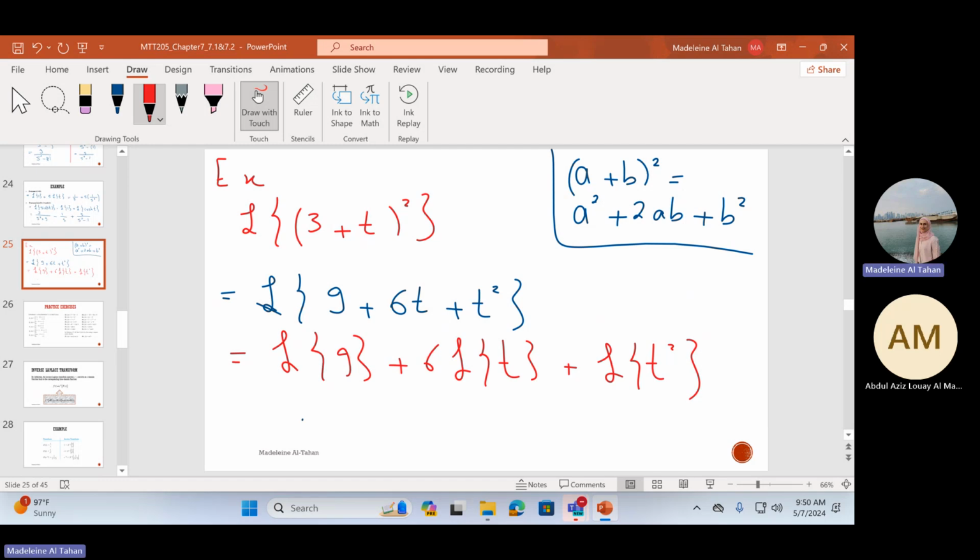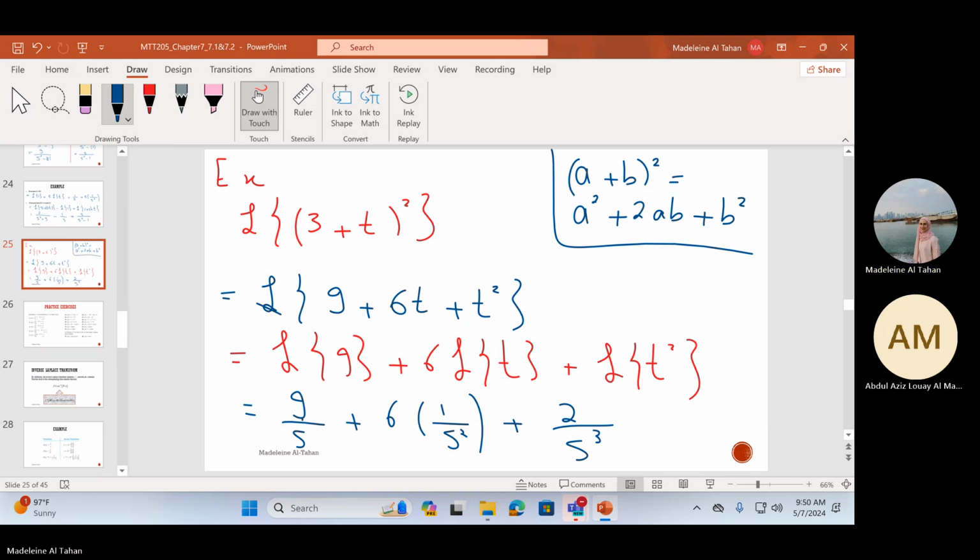Okay, so what's Laplace of 9? 9 is a constant, so 9 over s. Laplace of t is 1 over s square multiplied by 6, and Laplace of t square is 2 factorial over s to the power 2 plus 1, and this will be our final answer. Do we have any questions, miss?